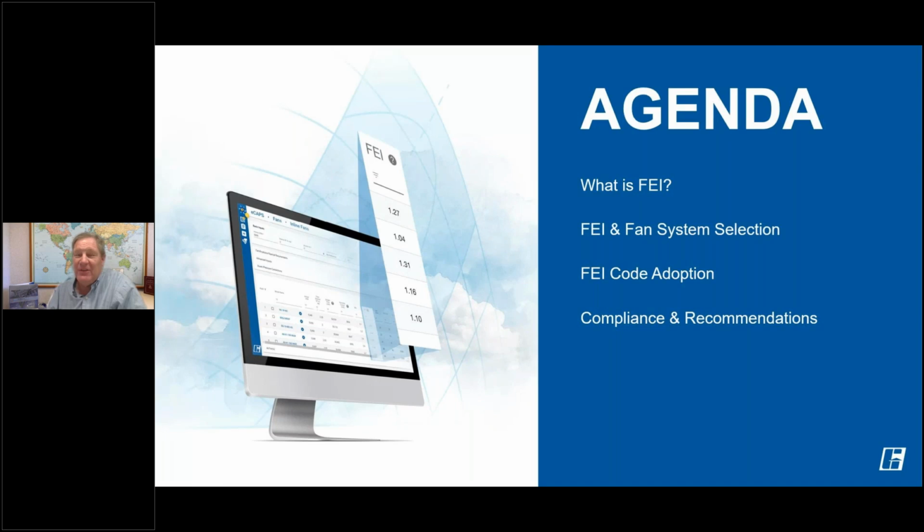When we say fan system selection here, the term system can be a bit confusing. But when we get into it, we're talking about the fan encompassing everything from where the electrical power comes out of the wall, into the motor, into the drive, belts, pulleys, including the aerodynamic performance of the fan. Not necessarily the fan distribution system, but the entire fan itself, which is different from the way fan power was measured and published in the past. Then we'll get into the code adoption and compliance issues, and finally wrap up with some recommendations at the end.